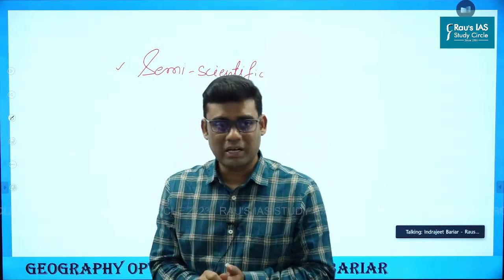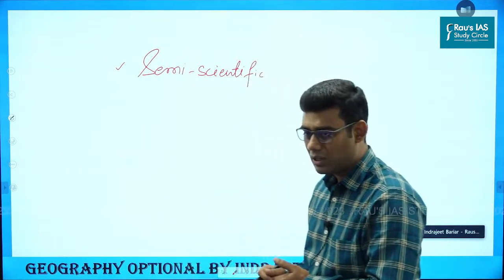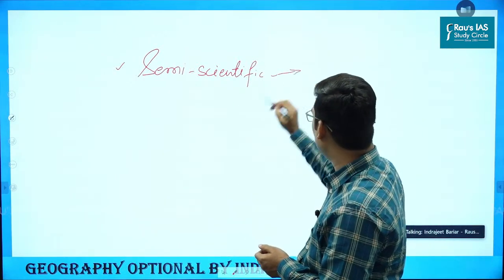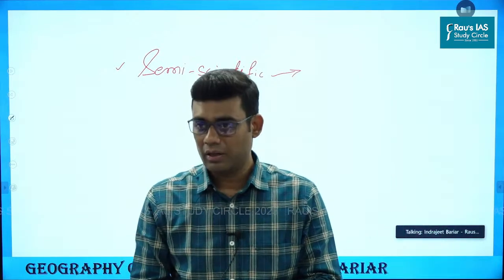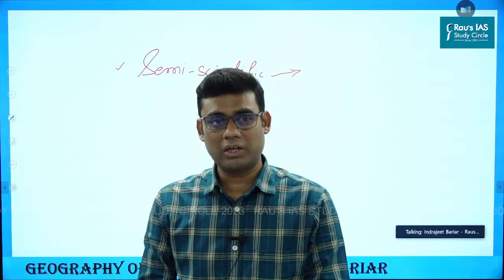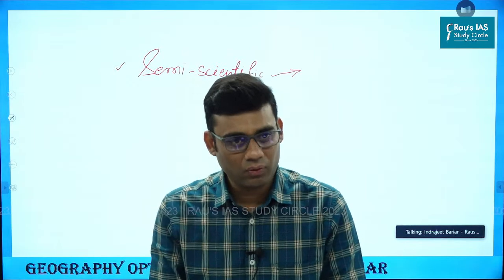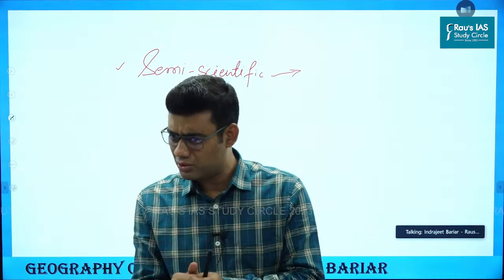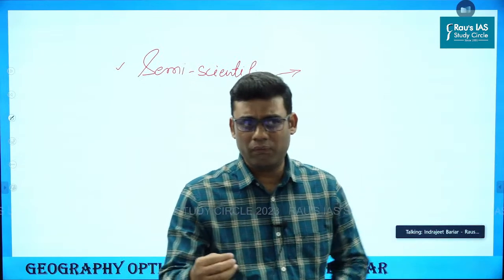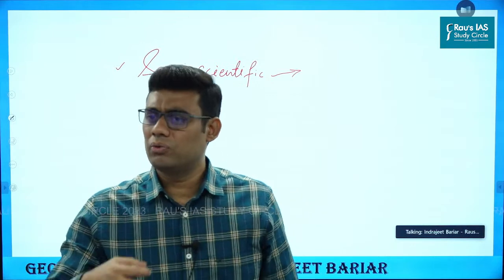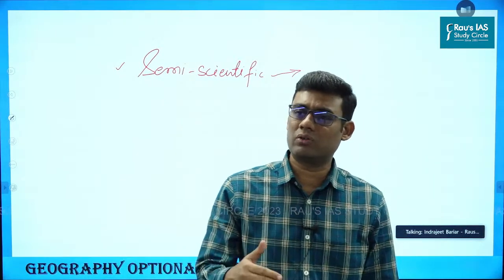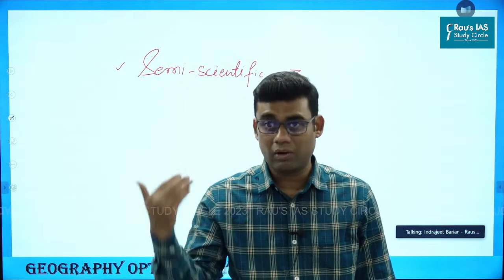Now, being semi-scientific, what is the result of this? The first and very visible impact is that this is a subject which is chosen by the maximum number of aspirants. If I give you a basic idea in rough numbers, averaging out the data we have from UPSC reports, if 11,000 to 12,000 aspirants appear in the mains examination, out of those 12,000 almost 4,500 to 5,000 people have geography as the optional.